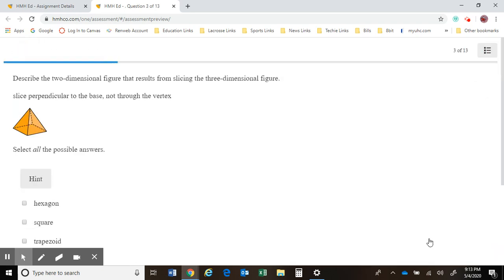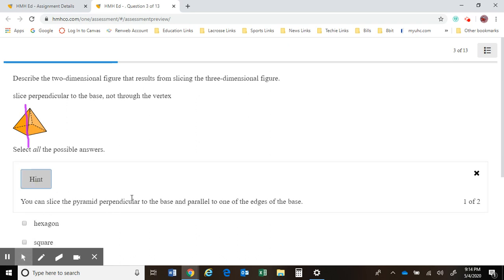Question number 3. All right, describe the two-dimensional figure that results from slicing a three-dimensional figure, slice perpendicular to the base, but not through the vertex. So we're going to do the same thing, but we're not going to go through right here. We're actually going to go down here. So we went like that there. Now, what shape is actually made there? Well, there are actually two different shapes that are made there. One, definitely a triangle. It's definitely still a triangle.